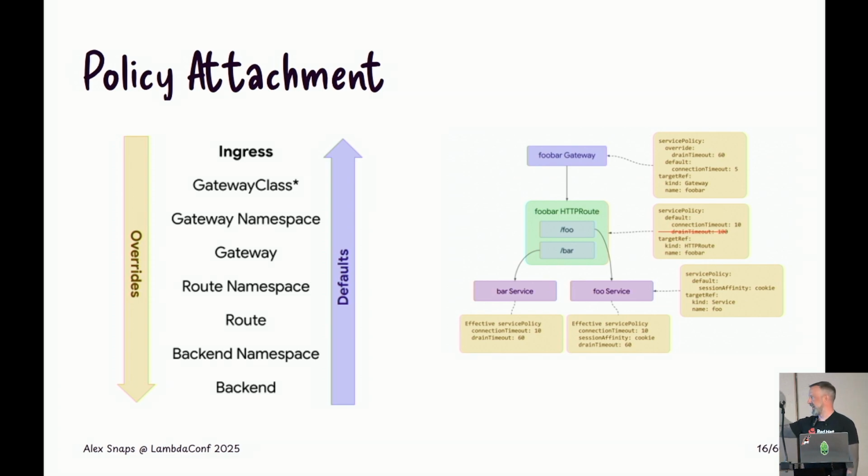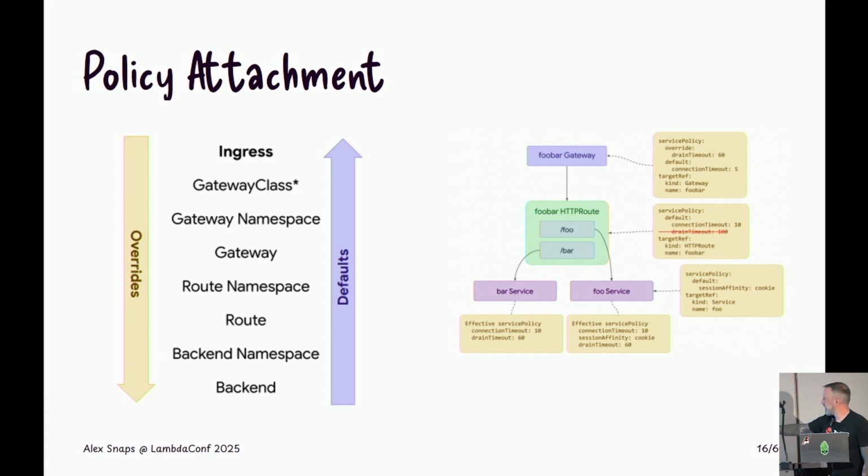I realize this is probably really, really small, but as an example, I'm not sure how much you can see, but there is a foobar gateway. We have a drain timeout set as an override here of 60. The service policy below, attached to the route, sets it to 100. That's what you see with the red strike through. So this never gets applied, unless obviously you remove that policy above. Now all of a sudden that's the thing that would be applied.